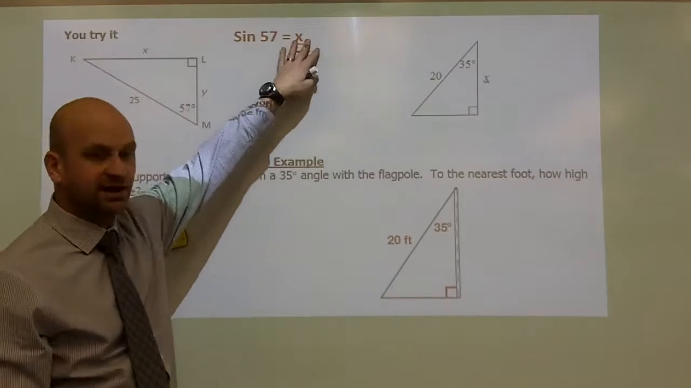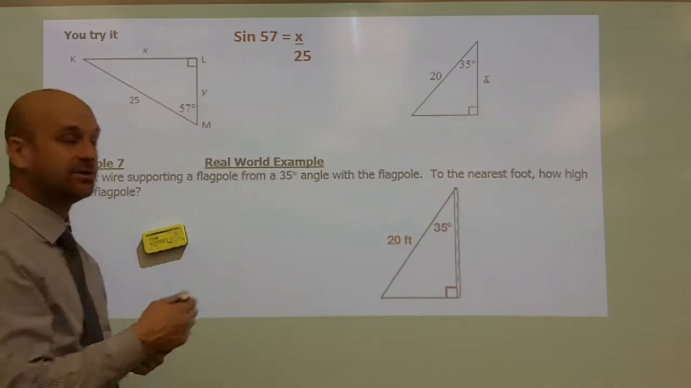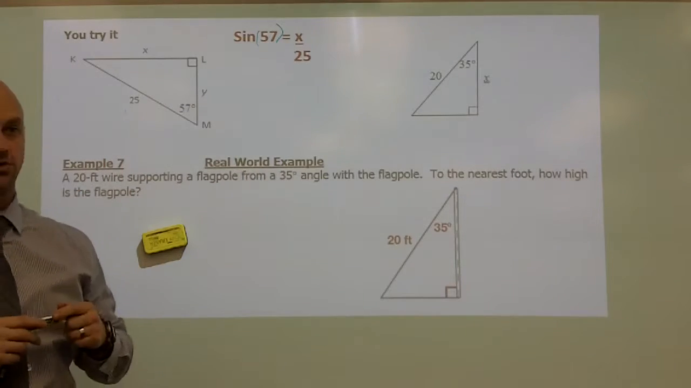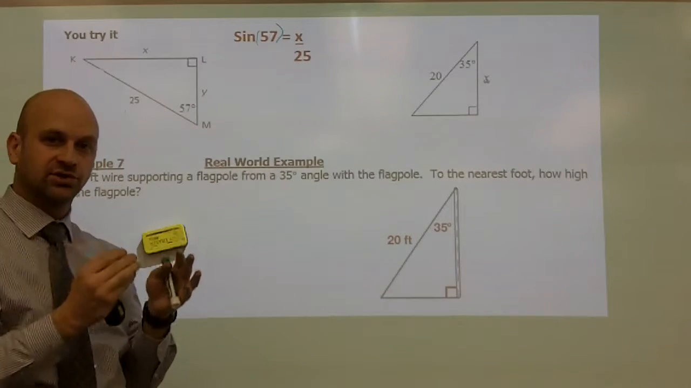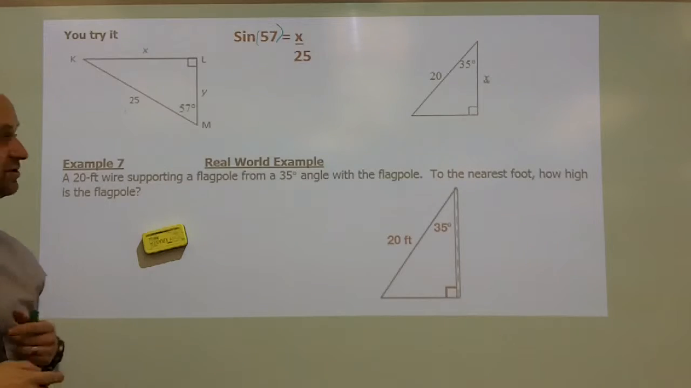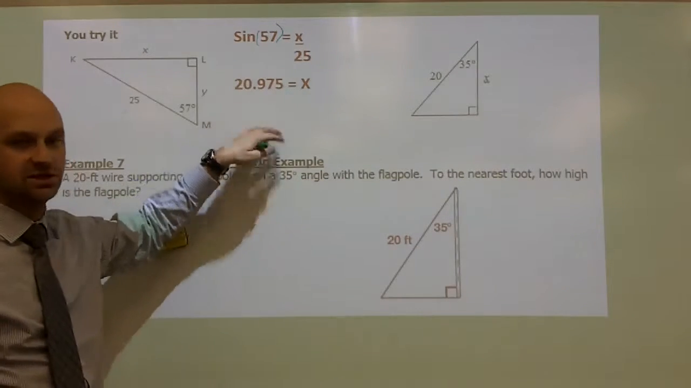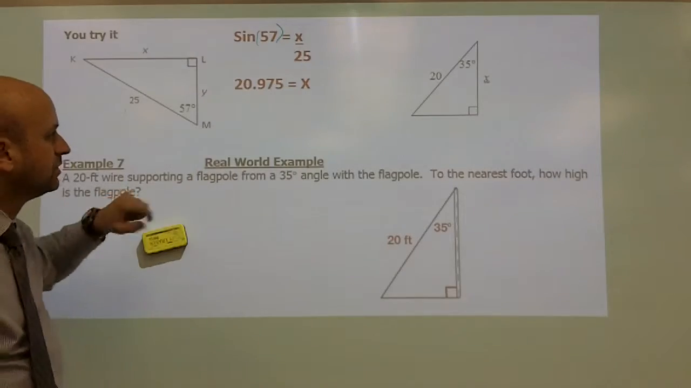The variable's on the top, so we're going to cross multiply. And again, I encourage you and remind you to close the parenthesis on the angle. So sine of 57, close the parenthesis, and then times 25, and you should get 20.975, which is approximately 21.